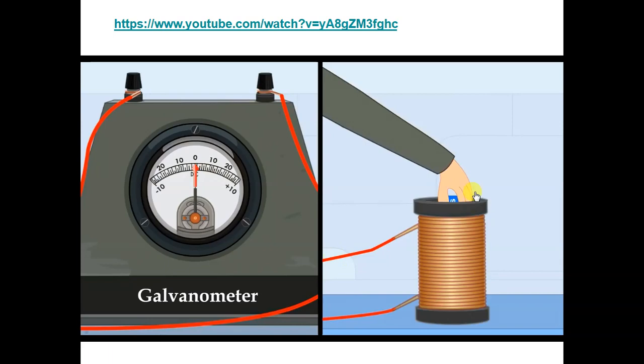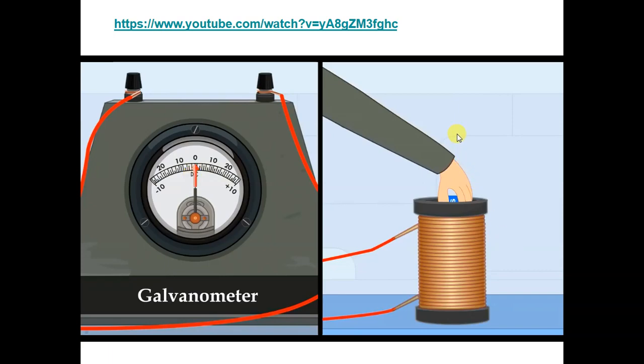What did you notice here? When he moved the magnet inside the coil, the needle of the galvanometer moved to the right. Okay, so it indicates that there is a current. But when he moved it inside and then stopped, the needle will return back directly to zero, showing that there is no current.